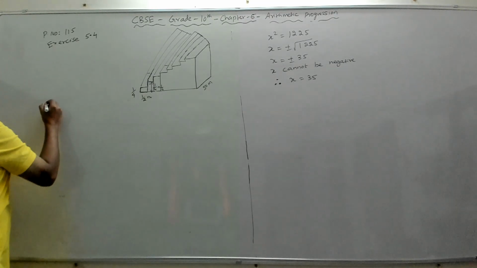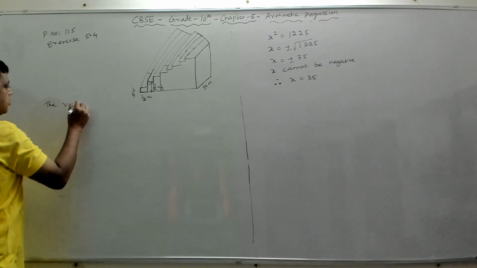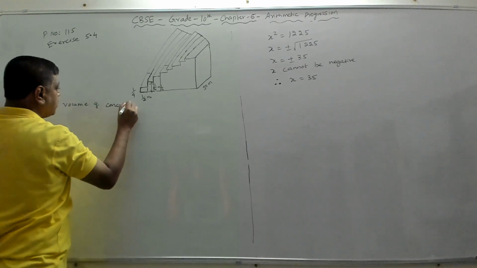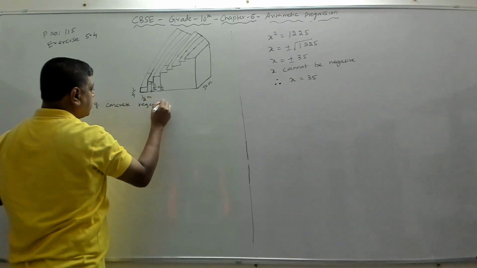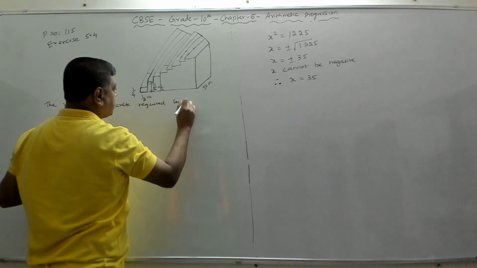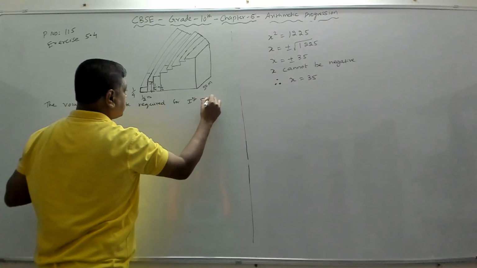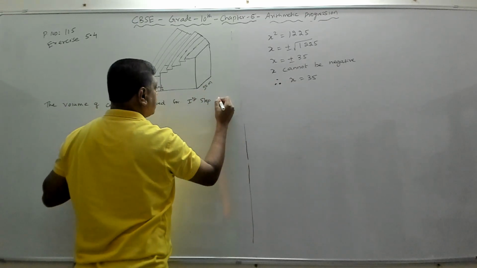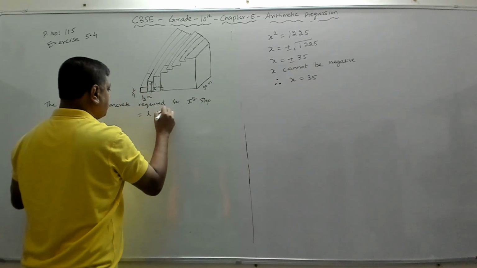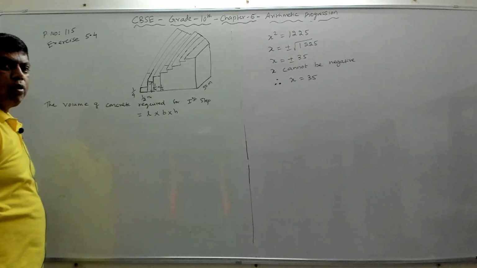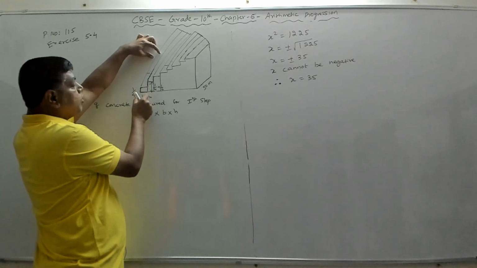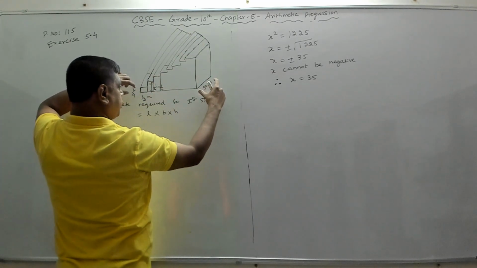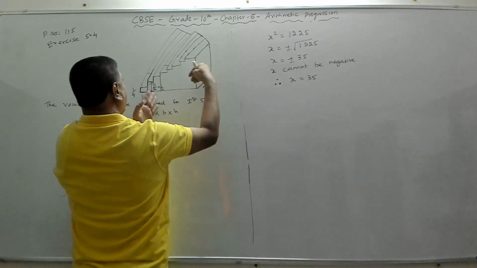So the volume of concrete required for the first step is length into breadth into height. That is the volume of the cuboid's formula, right? Each step will look like a cuboid, where the length is 50. Though it looks small, if you visualize, it is your entire length.